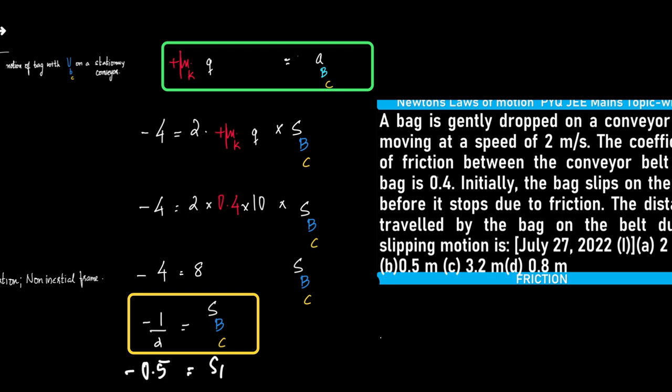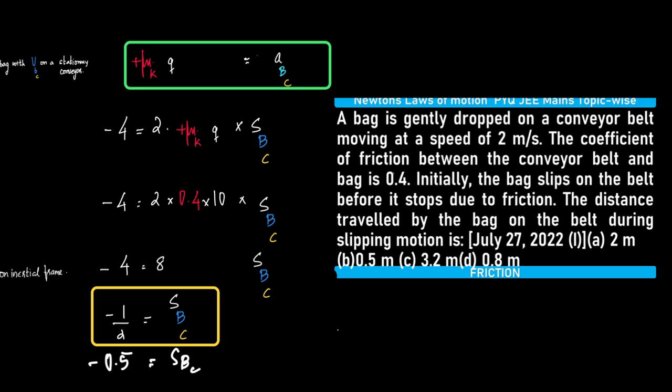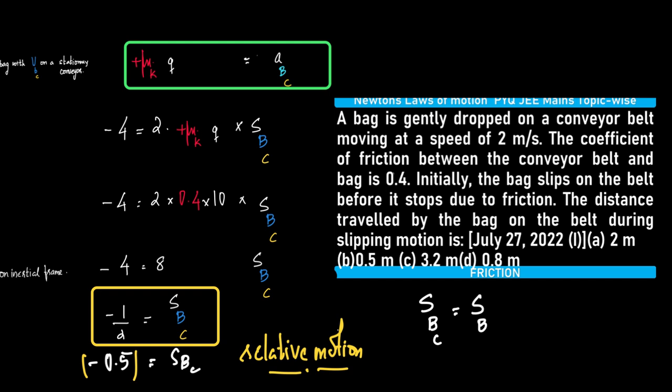Okay, so this is the displacement of bag with respect to conveyor. So why do we have the negative symbol here? We have the negative symbol here because this is relative motion. Let me just write it down here. Displacement of bag with respect to conveyor is equal to displacement of bag minus displacement of conveyor, which is equal to negative 0.5 meter, right?